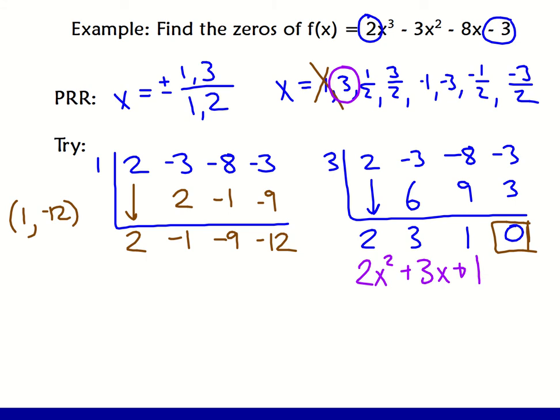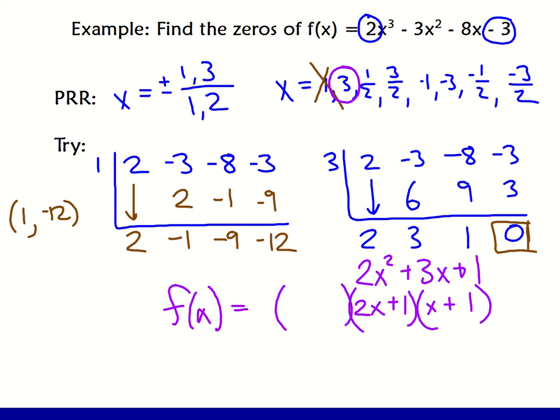So I need to keep going with this. I can either factor it or use the quadratic formula or continue from my original list, trying to divide out other factors. But in this case, I can see that this is going to factor into 2x times x, 1 times 1, and a plus sign and a plus sign, which means that my original polynomial, f of x, must be my quadratic that I had left over times the factor that I divided out, which was a factor of x minus 3.